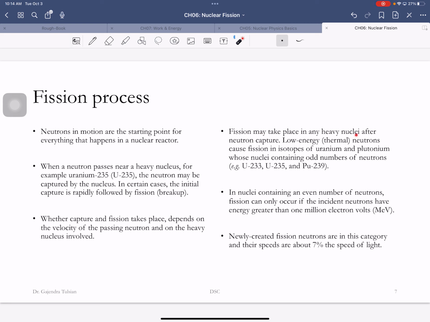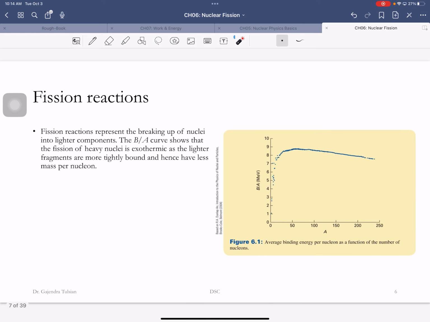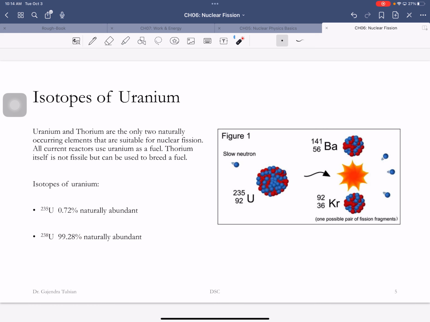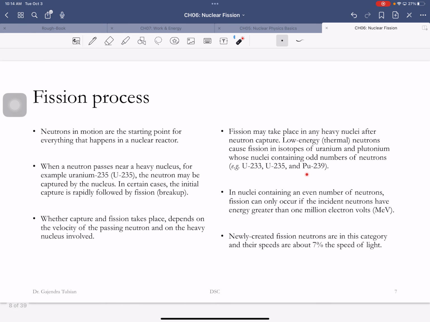Fission may take place in any heavy nuclei after neutron capture. Low energy neutrons cause fission in an isotope of uranium and plutonium whose nuclei contain an odd number of neutrons. So U-235: low energy neutrons can cause fission in these. Even though uranium-238 is not fissionable by thermal neutrons, you can use uranium-238 to produce plutonium, and that you can use in nuclear reactors as a fuel. We'll come to that.